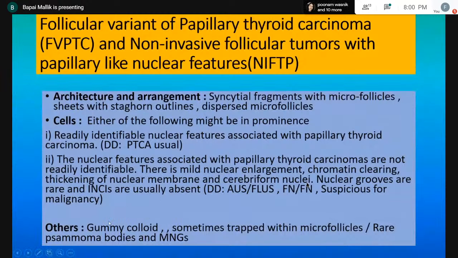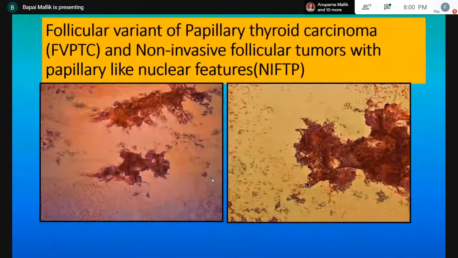The other things which may be found are gummy colloid. Sometimes they may be trapped within microfollicles, and you can sometimes see some psammoma bodies and multinucleated giant cells. Now look at these pictures. This is extremely important. This is possibly the most important of the slides that I'm going to show today, of follicular variant of papillary thyroid carcinoma.